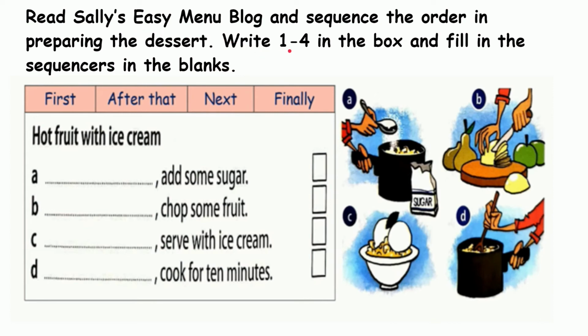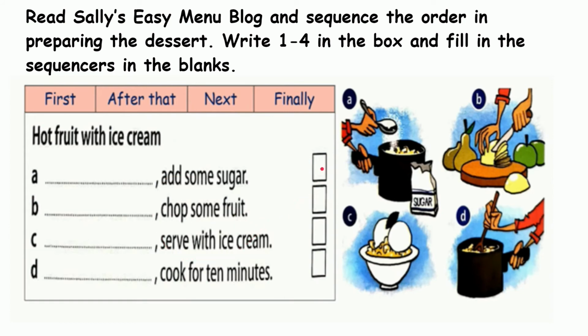Write the order of 1 to 4 in the box and fill in the sequences in the blanks. Following the pictures, we have the pictures A, B, C, and D. A is add some sugar, B is chop some fruit, C is served with ice cream, and D is cooked for 10 minutes. It is not in sequence.